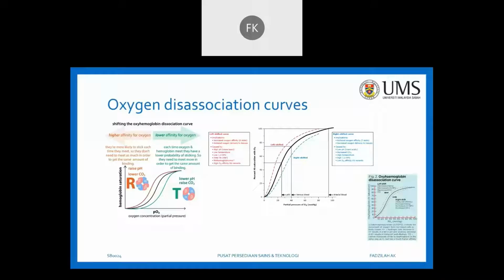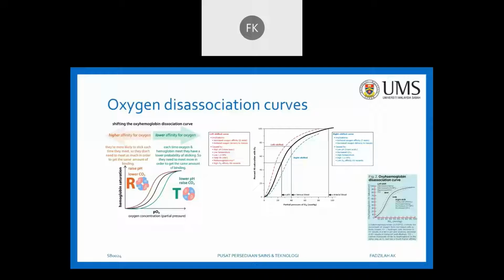You are more relaxed. Okay, more relaxed. But if it shifts to the right side, what causes it? Because of low pH. Low pH means more acidic. More acidic also indicates the concentration of carbon dioxide in your blood is high. Low pH, increased CO2, high temperature, and high biphosphoglycerate.